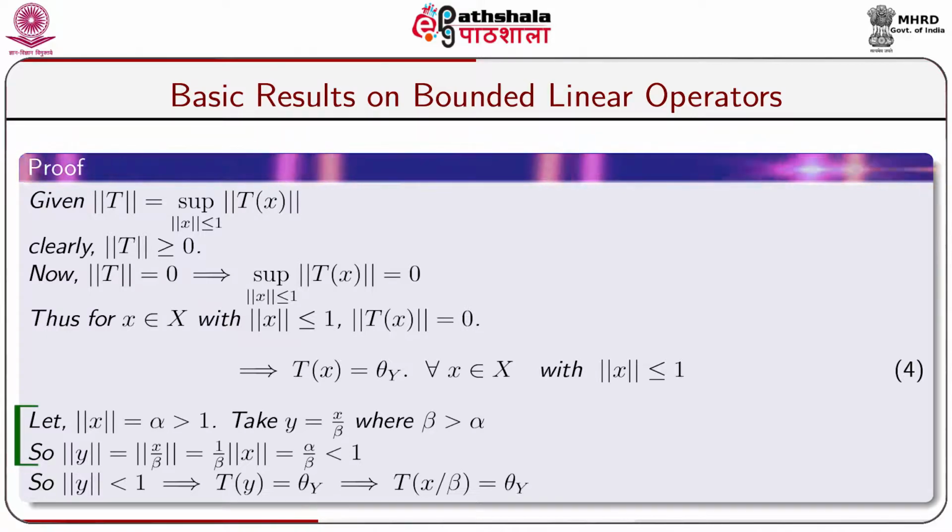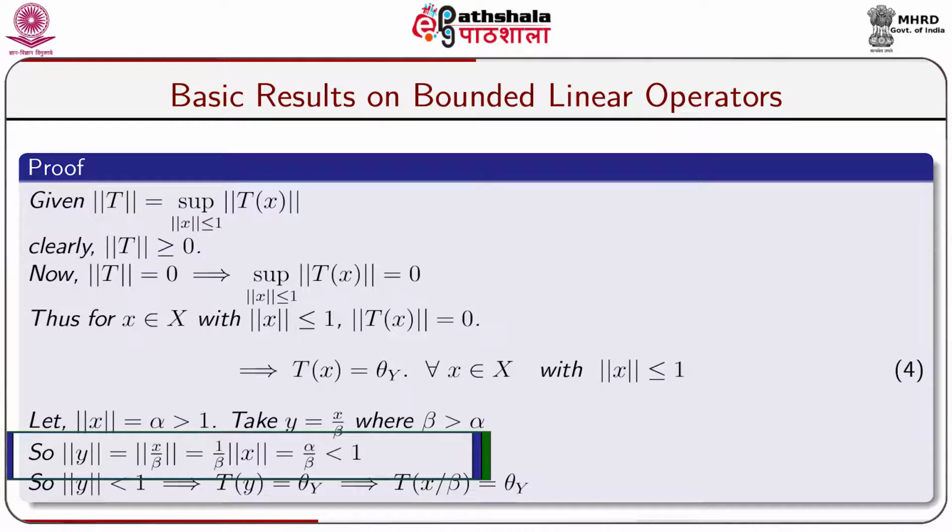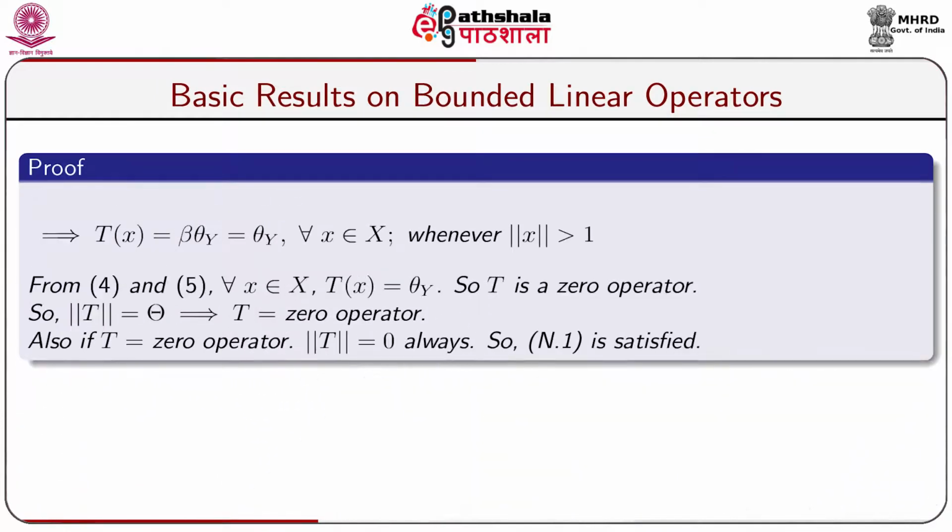Let norm of x be equal to alpha greater than 1. Take y equal to x by beta, where beta is strictly greater than alpha. So, norm of y is equal to norm of x by beta, which is 1 by beta into norm of x, equal to alpha by beta, which is strictly less than 1. So, norm of y less than 1 implies Ty is equal to theta Y, which implies that T of x by beta is equal to theta Y, that is the zero vector of capital Y, which implies that Tx is equal to beta into theta Y, which is theta Y, for all x belonging to capital X wherever norm of x is greater than 1.